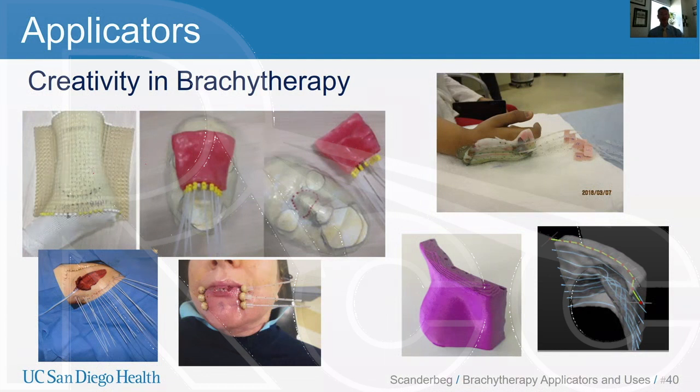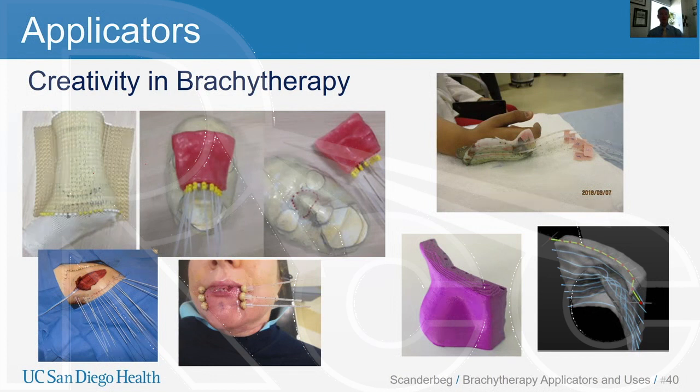The bottom left shows an open implant for a sarcoma patient treated with an interstitial implant. The bottom picture, the second from the left, shows a patient with a basal cancer of the lip that was treated just with 3 interstitial needles across that lower lip. And then the 2 pictures on the bottom right show a 3D printed mold and a model of what it looks like with source paths.